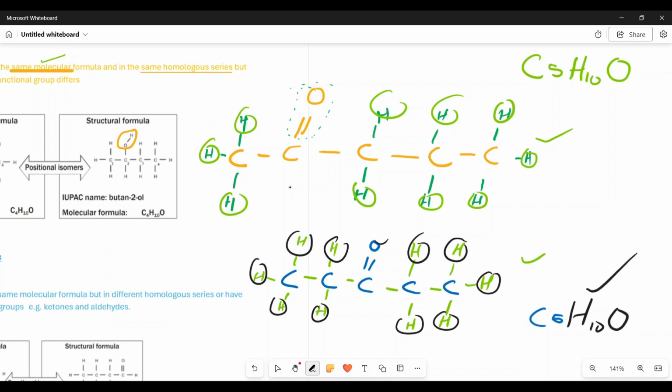Now, can you see that the molecular formula is the same? Same applies to your homologous series, it is still the same. This is still a ketone. What is the difference? It's the position of the functional group. Instead of it being on the second carbon here, we placed it on the third carbon.